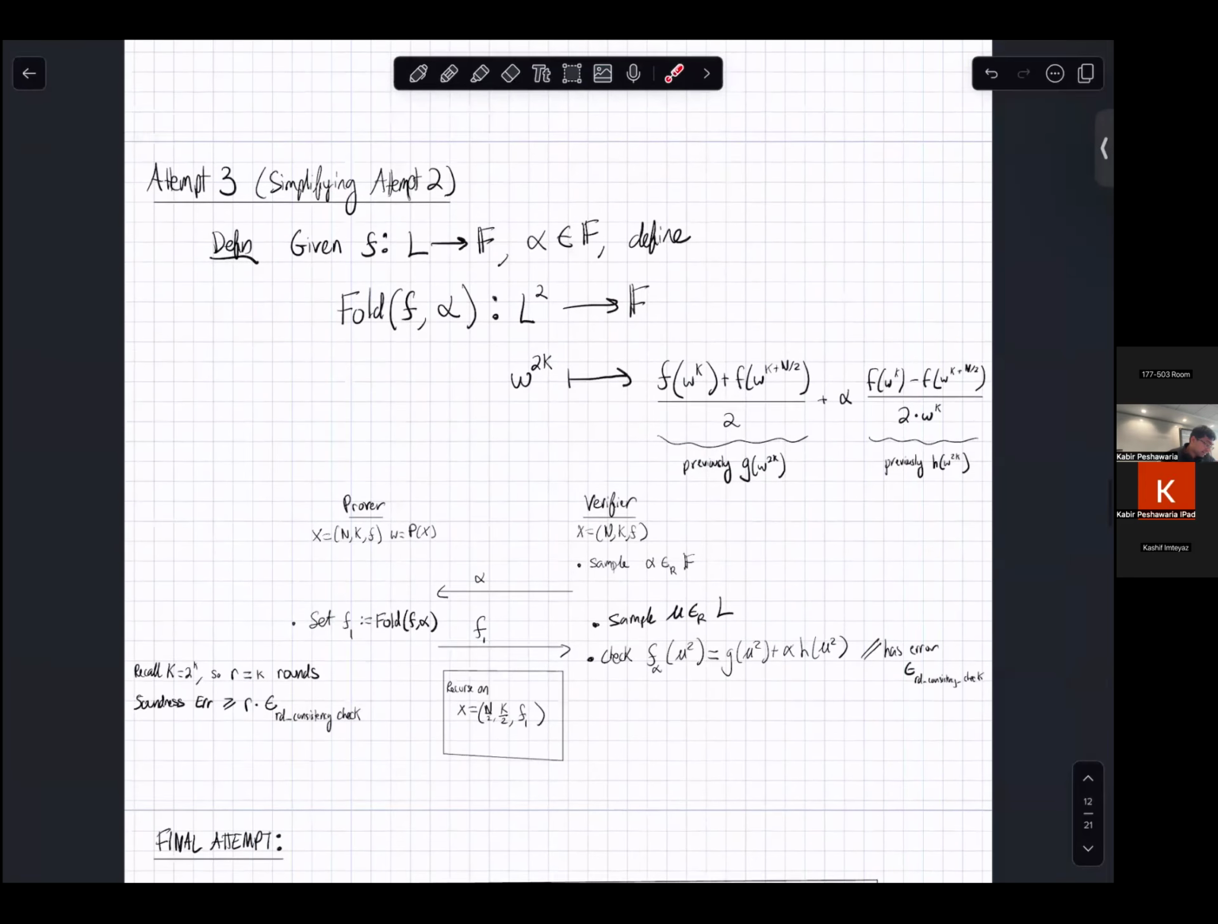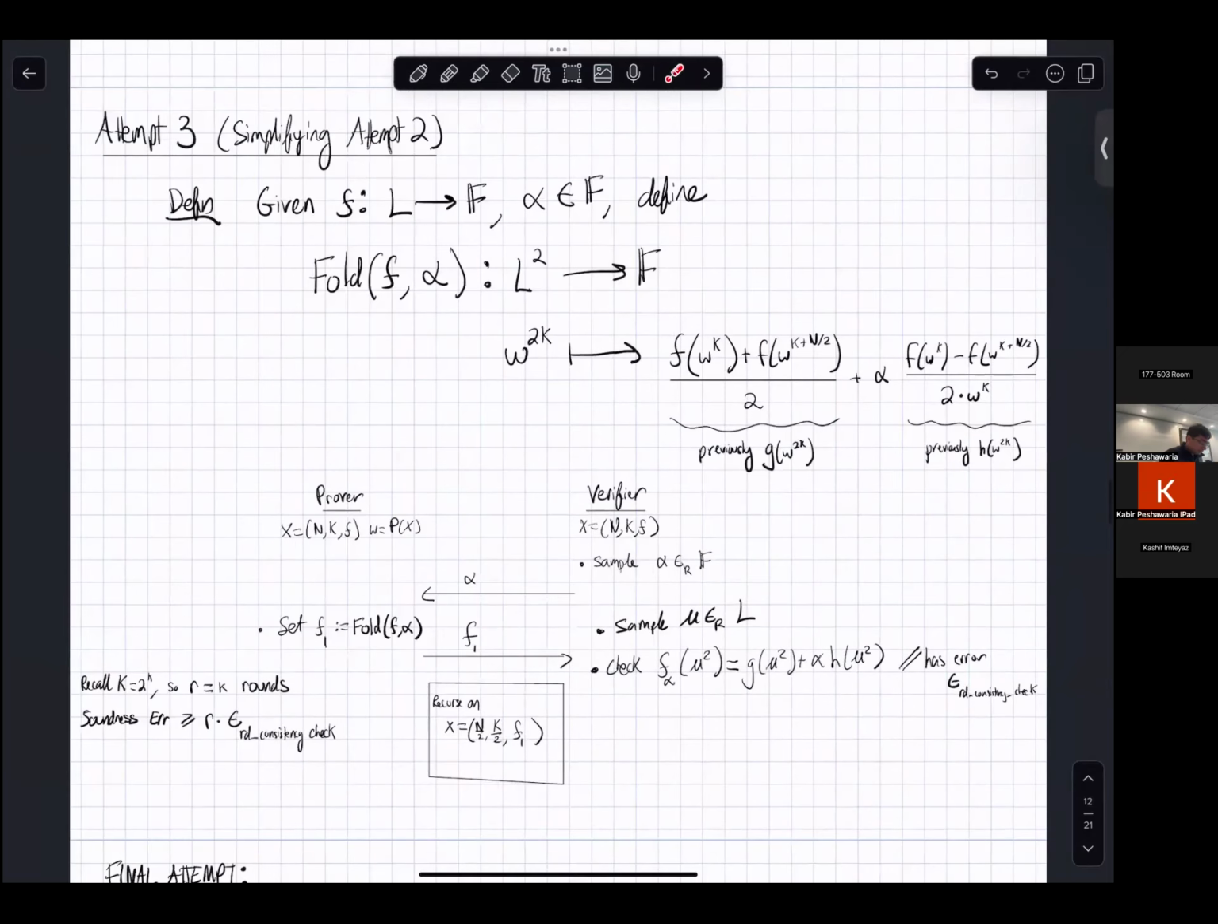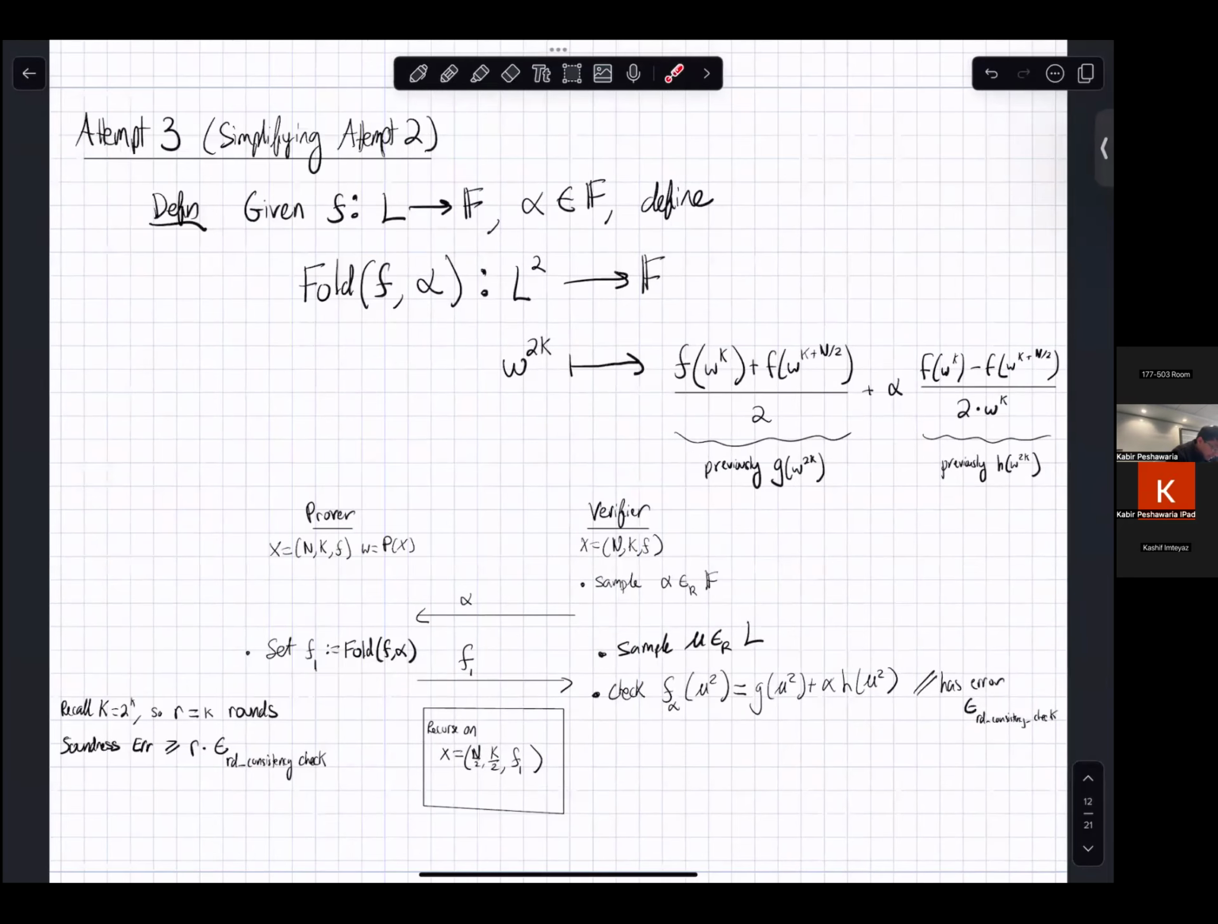Before that, I need to finally define what folding is. Given a function f and some folding challenge alpha, I can fold f according to alpha like so, which basically maps this generic element of L squared to this plus alpha times this. So what am I really doing? This is sort of to Julia's point earlier. This is just g of omega 2 to the k plus alpha times h of omega 2 to the k.